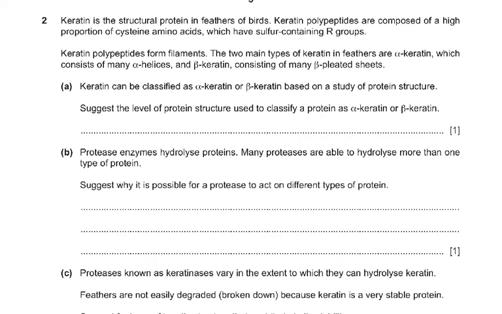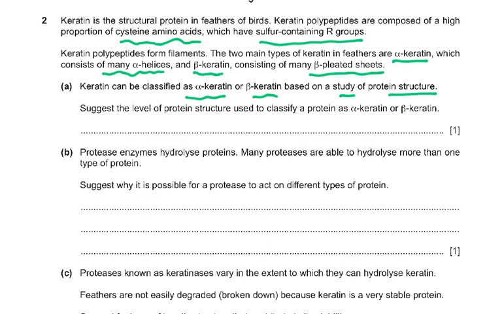It says keratin is a structural protein in feathers of birds. Keratin polypeptides are composed of a high proportion of cysteine amino acids which have a sulfur containing R group. Keratin polypeptides form filaments. The 2 main types of keratin filaments are alpha keratin, which consist of many alpha helices, and beta keratin, which consist of many beta pleated sheets. Keratin can be classified as alpha and or beta keratin based on a study of protein structure. Suggest the level of protein structure used to classify a protein as alpha. So that would be the secondary structure, because alpha helix and beta pleated sheets are part of the secondary structure.